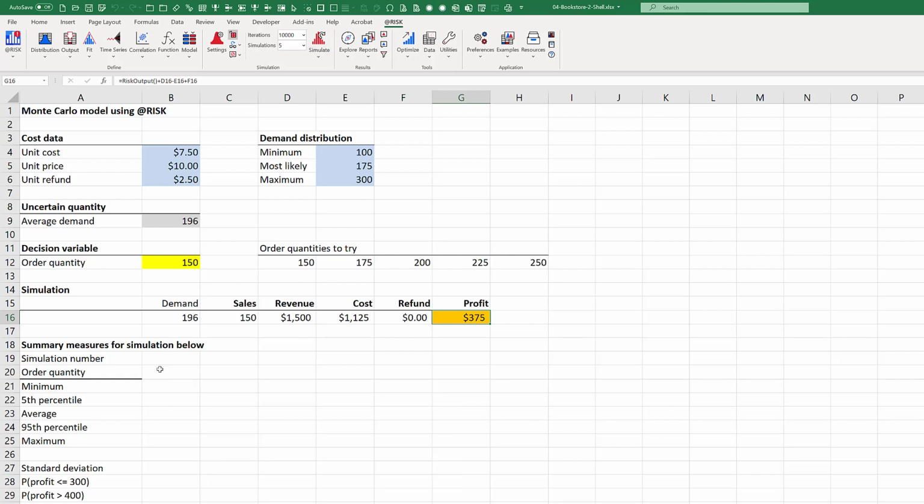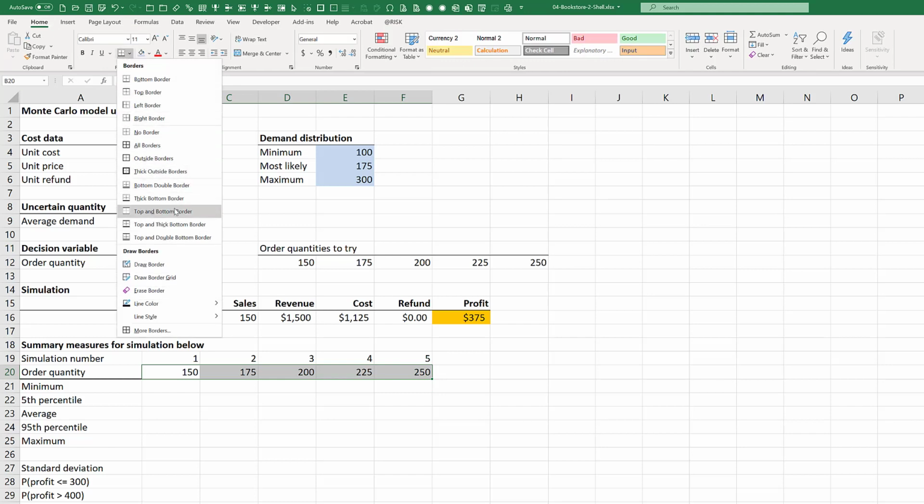So now we can set up output values for the different simulations. These are the order quantities that we tried, and the simulation results are stored under a simulation number. So we ran 5 simulations, right? So simulation number 1, 2, 3, 4 and 5. These are the simulation numbers under which the outputs are stored.